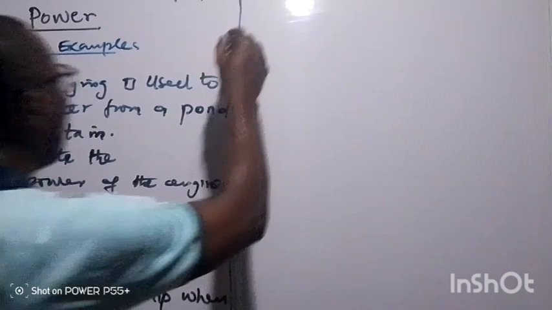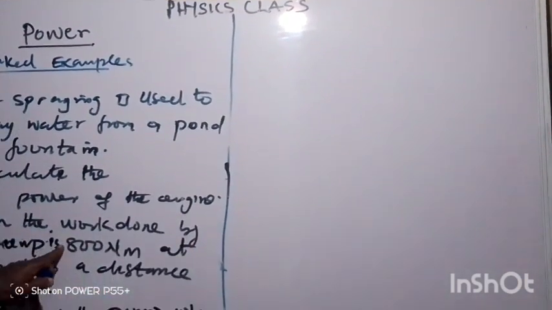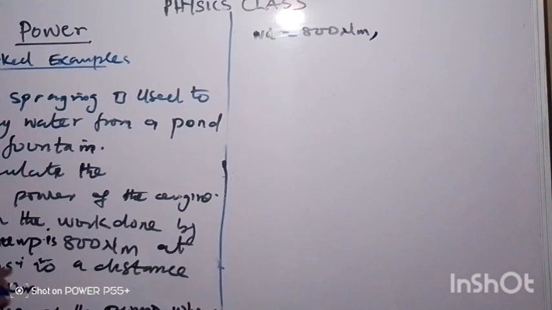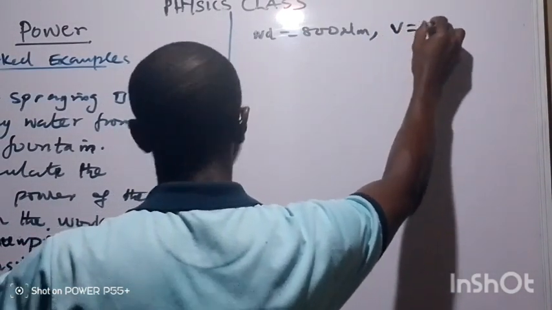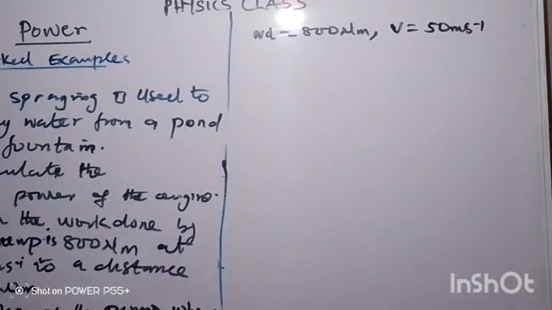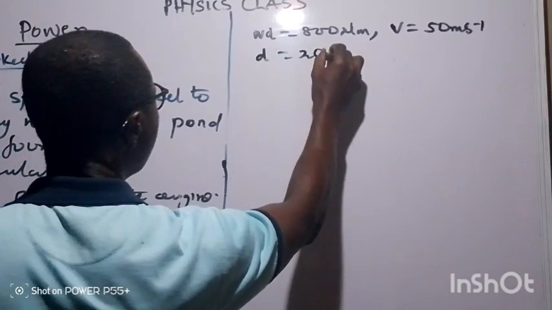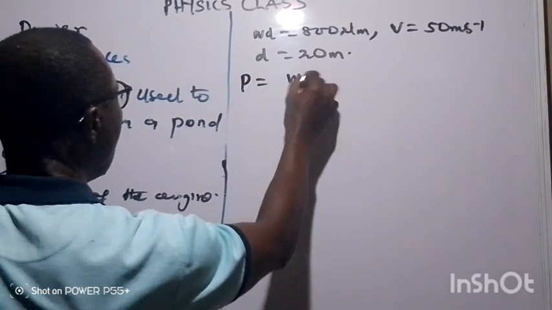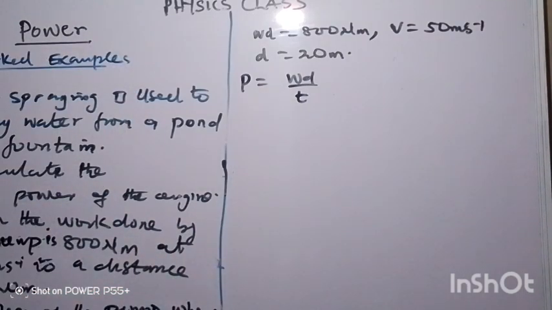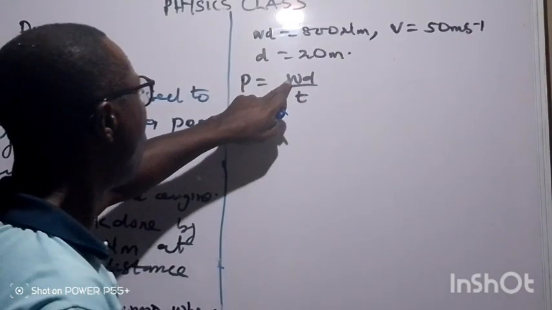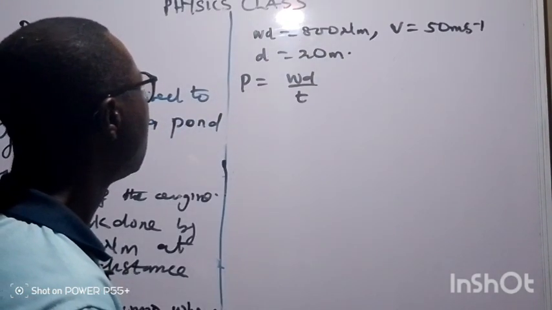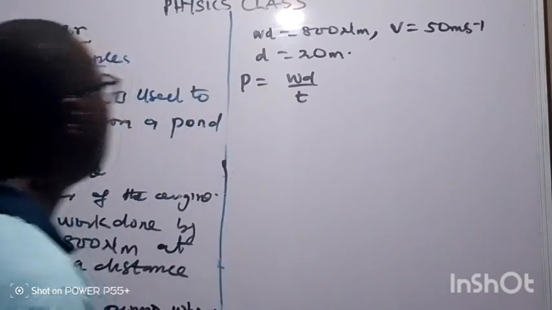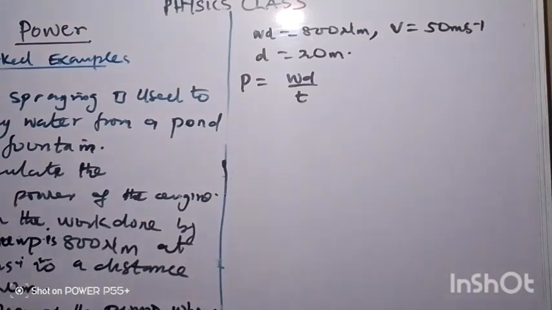Power, let's write out the parameters. According to the question, work done is given. That's 800 Newton meter. Then v, that is the speed, is given as 50 meter per second. Then distance, d, is equal to 20 meter. From this, you know that power is equal to work done over time taken. Work done is given as 800 Newton meter, speed is given 50 meter per second, and distance is given 20 meter. So we need to look for time, so we'll be able to calculate power.